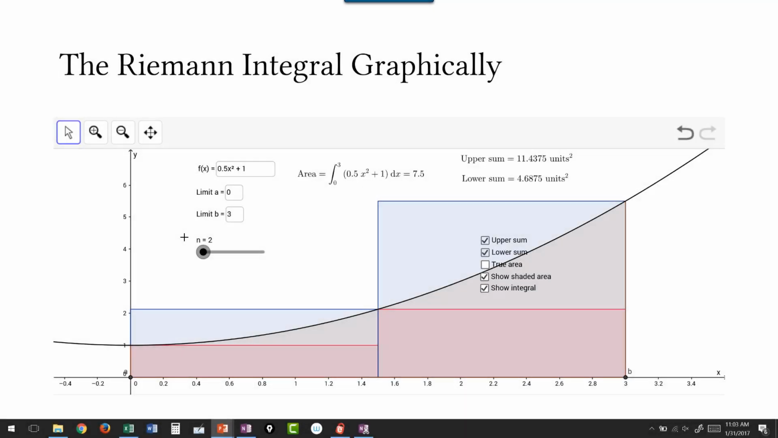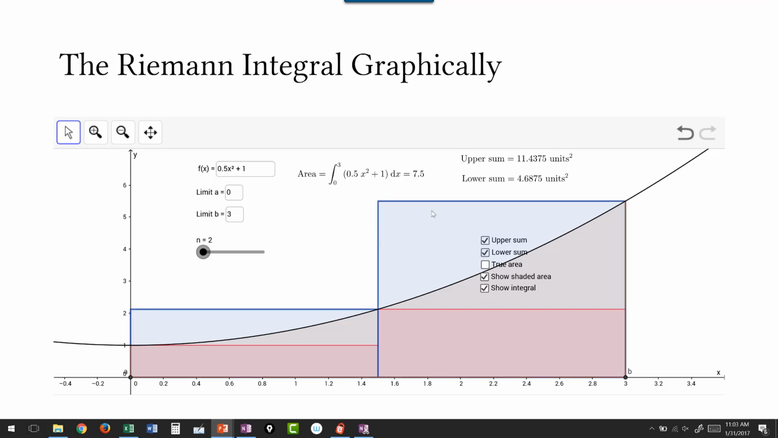This is an applet we've seen before that allows us to visualize the definition of the Riemann integral more easily than trying to sketch our own pictures by hand. As it's set up here, the function we're integrating is 0.5 x squared plus 1, and our limits of integration are 0 to 3. We have started off the applet with having chosen 2 rectangles to make our approximation to the true area.